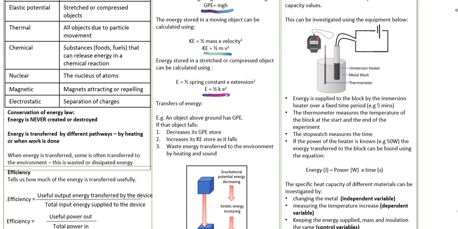Energy is supplied to the block by the immersion heater over a fixed period of time, for example 5 minutes. The thermometer measures the temperature of the block at the start and at the end of the experiment. The stopwatch measures the time. If the power of the heater is known, the energy transferred to the block can be found using the equation energy is equal to power times time. Specific heat capacity of different materials can be investigated by changing the metal, measuring the temperature increase, keeping the energy supplied, mass and insulation the same.